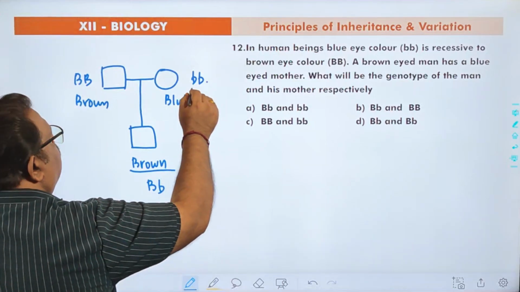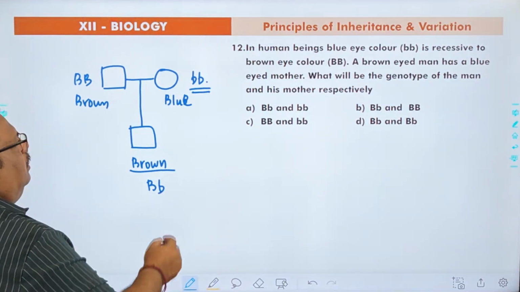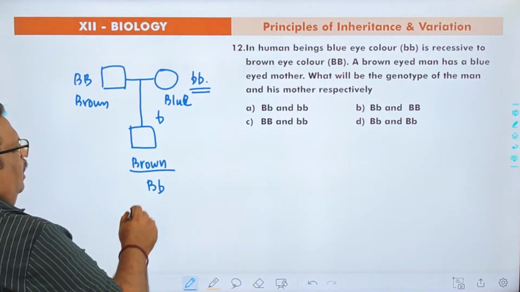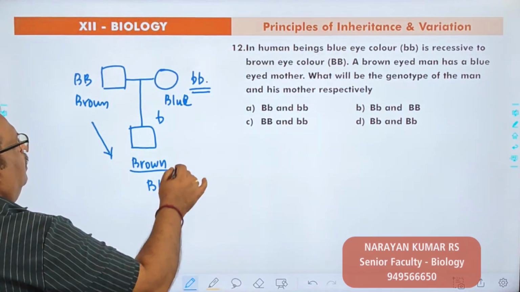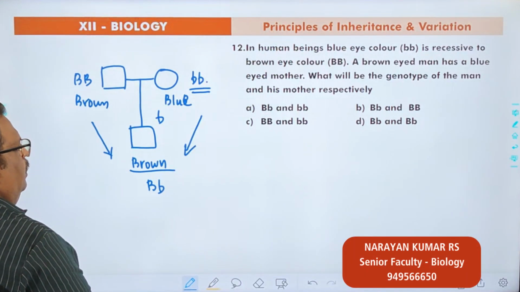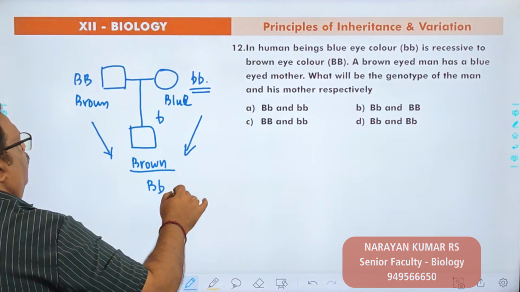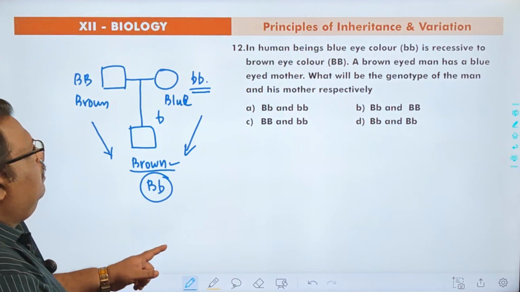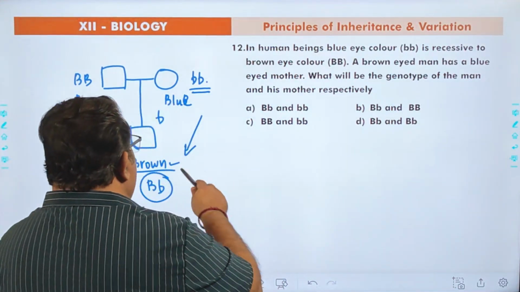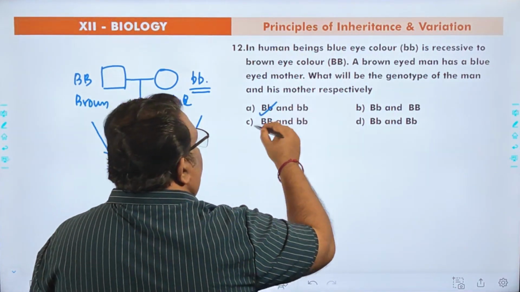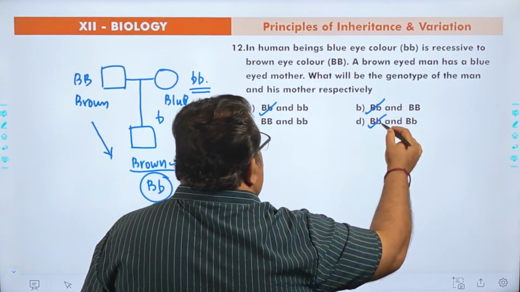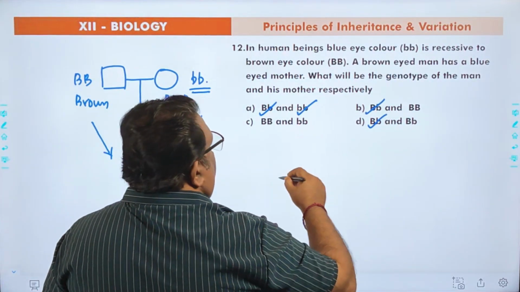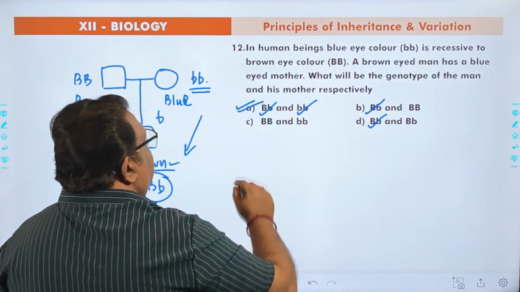Since the mother is having small b genotype, the mother will donate one small b allele to the son, isn't it? And the capital B will be donated by father, small b will be donated by the mother, so that this son will be brown-eyed with the genotype of capital B, small b. So what is the genotype of the man? Genotype of the man will be capital B, small b. And the genotype of the mother will be small b, small b. Okay, so the answer is A.